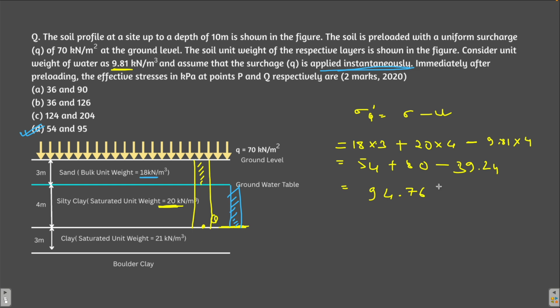94.76 kilonewton per meter square or kilopascals. So 95, that is the correct answer. Okay, I hope you understood. This is a very easy question, but there was an important concept that we will not take into account in this question, because we are calculating the effective stress immediately after applied load. Okay, now let's move on to the next question.